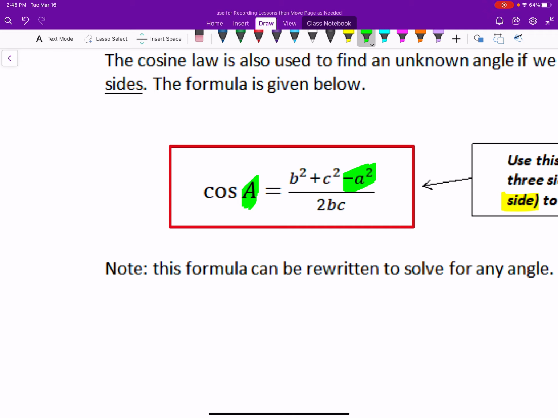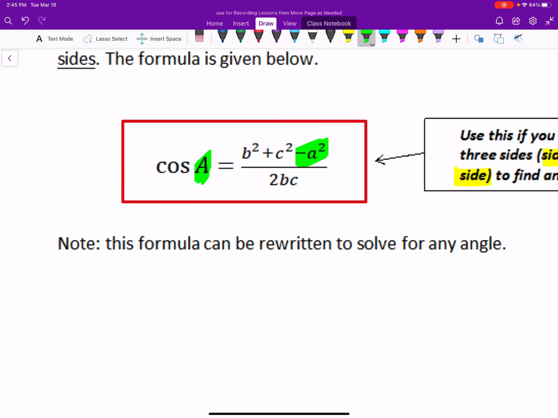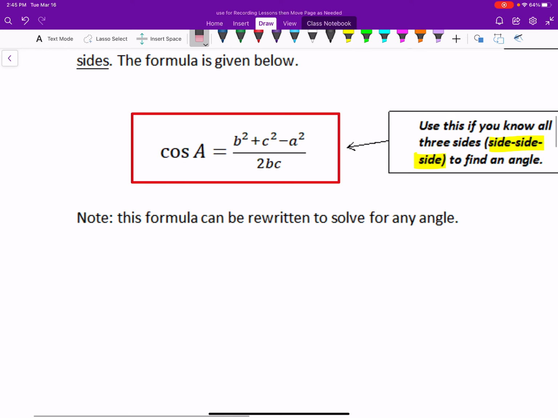You notice B and C are squared and added together, and B and C also show up in the denominator, but the side across from the angle, whatever that side is, could be A, B, C, whatever, is always the one that you're subtracting at the end of the numerator. So just a good way to remember the formula.